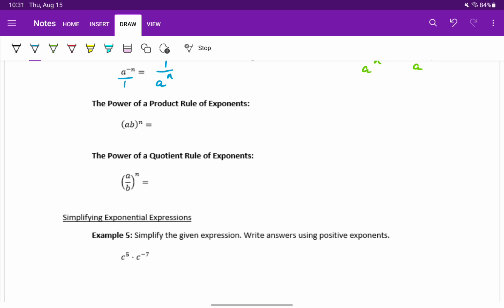If we have values being raised to a power, so in this case we have a times b, those 2 factors to the n power, this is equal to a to the n times b to the n. And for the quotient rule of exponents, the power of a quotient rule, that exponent applies to both the numerator and denominator separately if we want it to. It will just depend on the problem which form is more advantageous, but we can always rewrite expressions using these rules to help us break down or simplify things if that helps us.